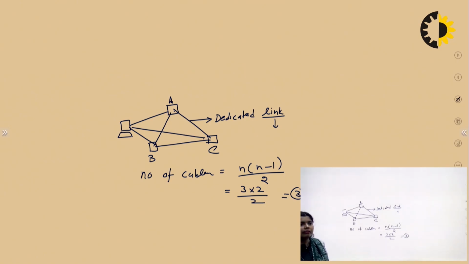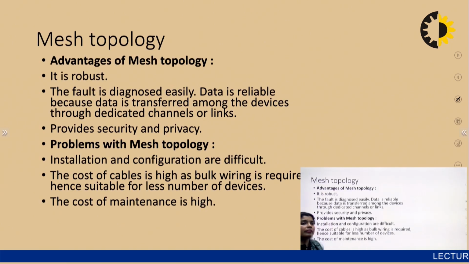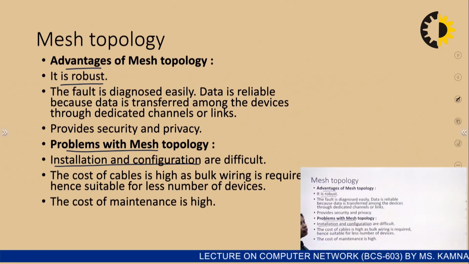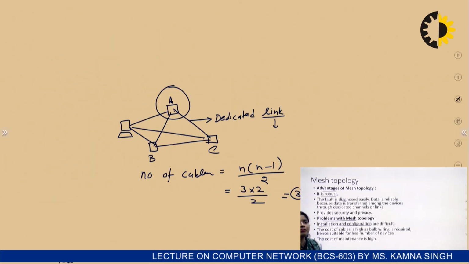And this is the extra node. If one node fails, what is the effect on this network? There is no effect. Each and every remaining node will be connected and communicate easily. Now, the main advantage of the mesh topology is that it is very robust. But the cons of the mesh topology are that installation and configuration are difficult, which you already saw.